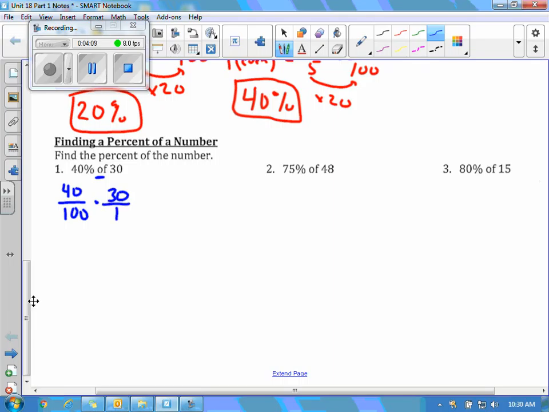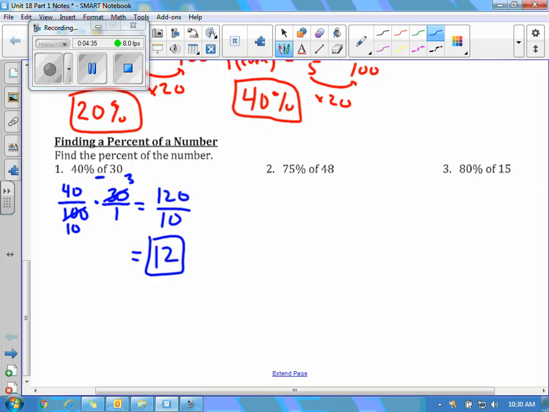Now before I multiply, I can reduce. 100 and 30 can both be divided by 10, so this will become a 3, this will become a 10. So I'm doing 40 times 3, which is 120. And I'm doing 10 times 1, which is 10. So when I divide that out, I'll just get 12. So 40% of 30 is 12.